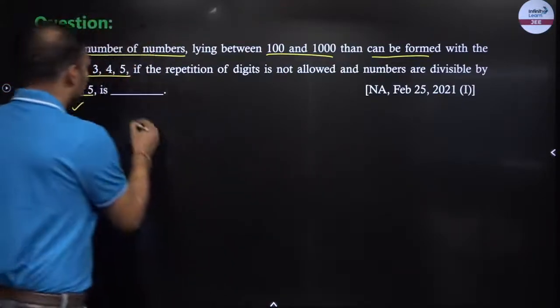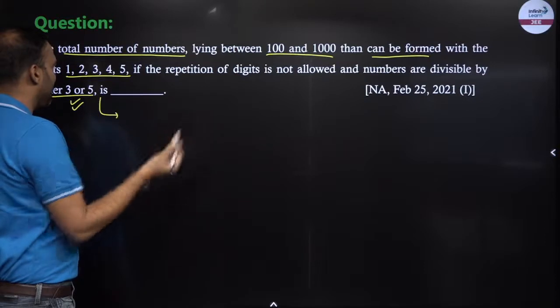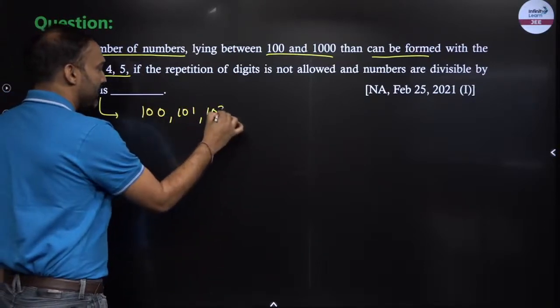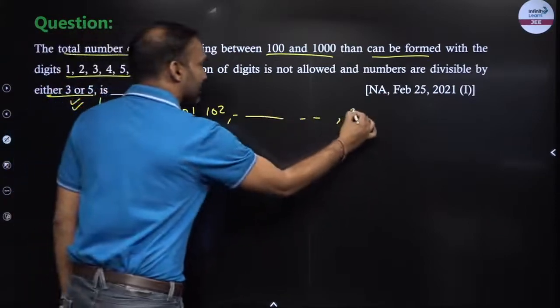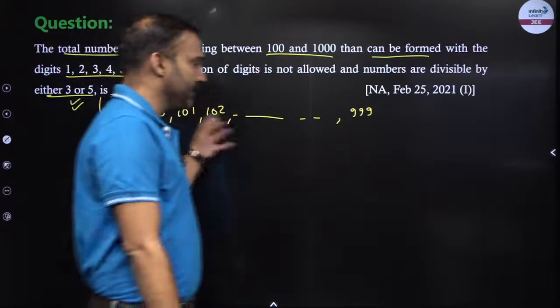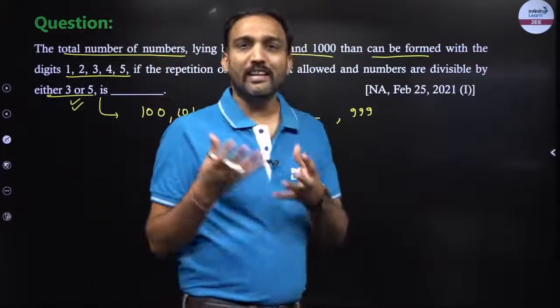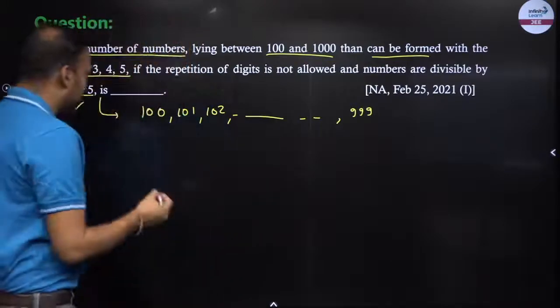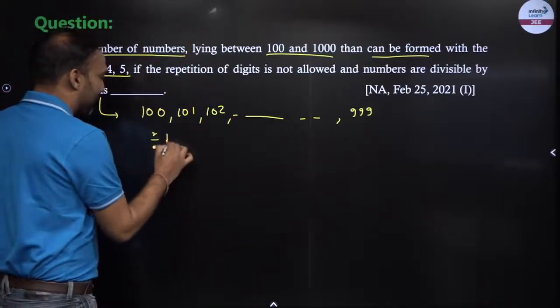So, let's say we can count it by the number system only. The smallest number would be 100. Then I have 101, I have 102 and so on. The last number would be 999. So these are the numbers. Now, in these numbers, I have to count the numbers which are divisible by 3 or 5. So, let us find out divisible by 3.